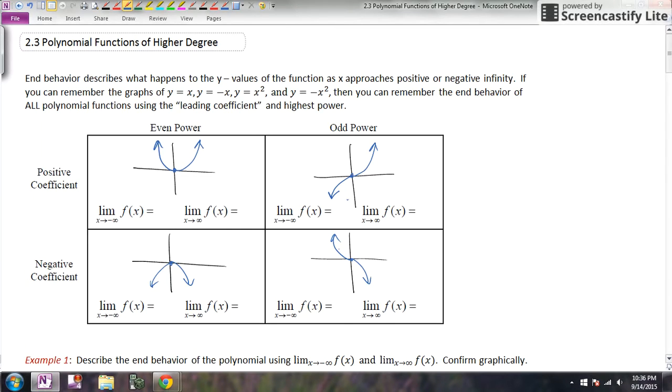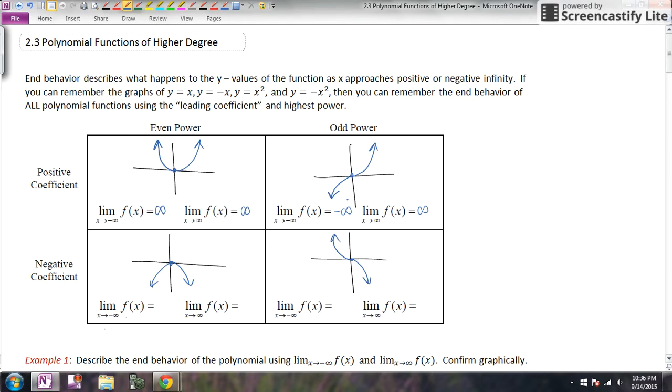The limit, let's do that first box. The limit as x goes to negative infinity. So as you go left, the graph goes to infinity. As you go right, the graph goes to infinity. Now the second box over here on the right side, as you go left, it goes to negative infinity. As you go right, it goes to infinity.